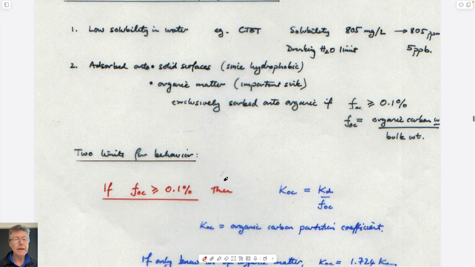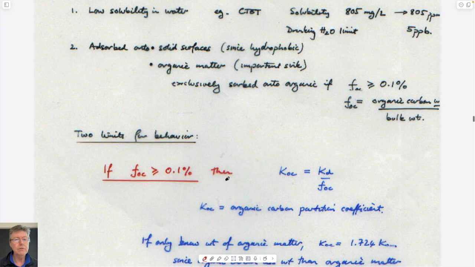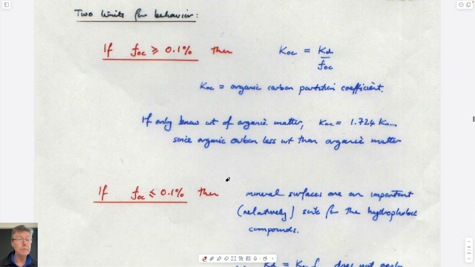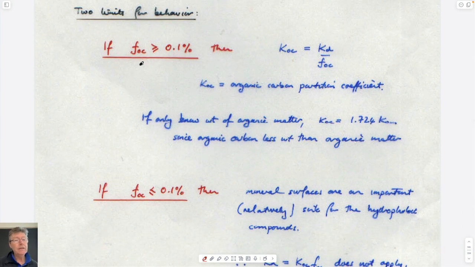If we look at when they travel downstream, we can think of two regimes that describe the behavior. One is where the fraction of organic carbon in the aquifer is less than a tenth of a percent of the mass within the aquifer. If that's the case, then we can get the distribution coefficient just by multiplying this octanol water organic carbon partition coefficient by the fraction of organic carbon.